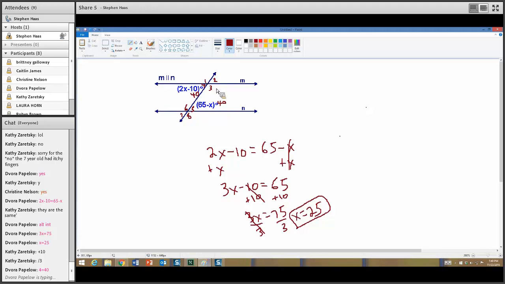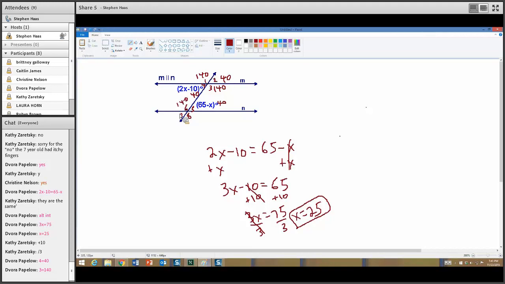3 is supplementary with it, so that means 3 is 180 minus 40, which is 140. 2 is 40 because it's vertical with 4. 1 is vertical with 3, so it's also 140, and so this is also 140, 140, and away you go. Okay, easy enough. Let's try another one.